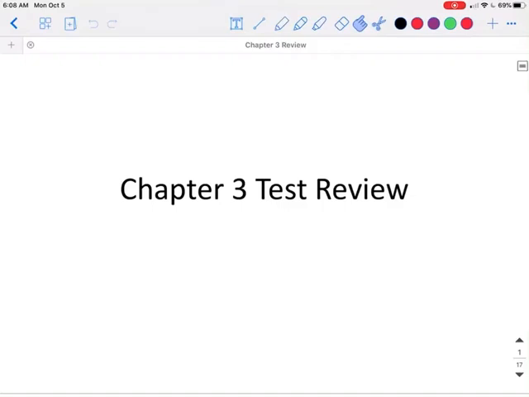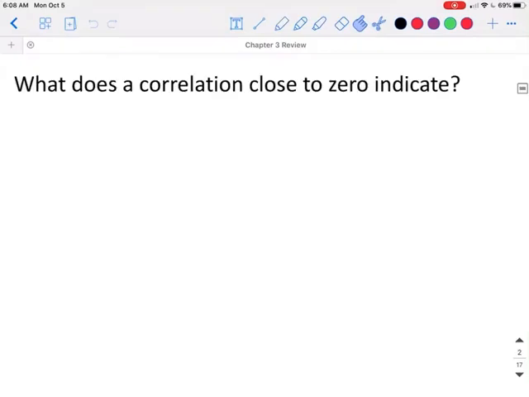This is the Chapter 3 test review. What does a correlation close to 0 indicate? If we have a correlation, or an R value, that is close to 0, this indicates a scatter plot that does not have a linear pattern. The points have no pattern and are all scattered around the plot.